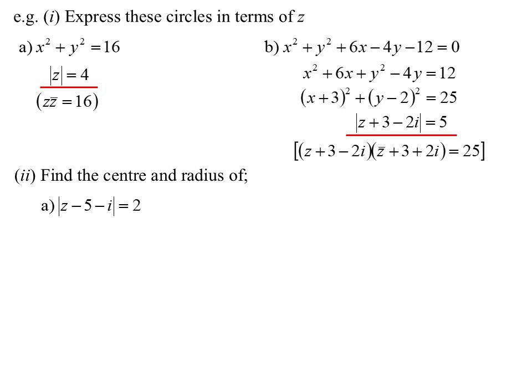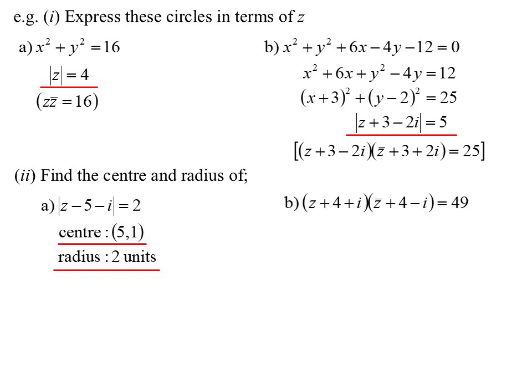Modulus of z minus 5 minus i is equal to 2. We can now read off that because we know it's z minus the centre. So the centre is (5, 1), and we know that is actually the radius. So the radius is 2. Here's one in conjugate form, but again we can just read off it. We know it's z minus the centre, so the centre is minus 4 minus i, but this one is where it's radius squared. Radius is 7.